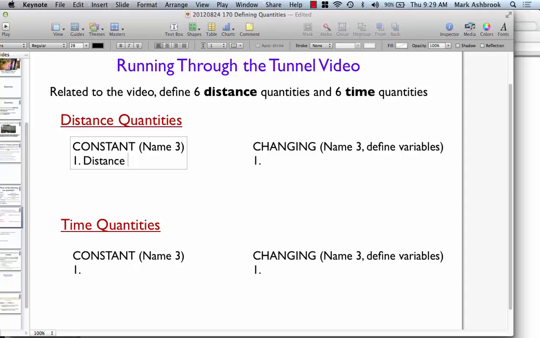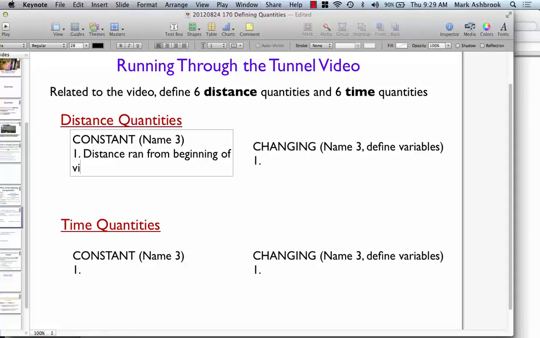Okay, so let's be really specific because it's related to the video. When you say start of the race, so in the video, from where they started in the video to the pit stop. The pit stop I'm referring to is the people who are on the other side of the bridge. Okay, so distance ran from beginning of video to the water stop.